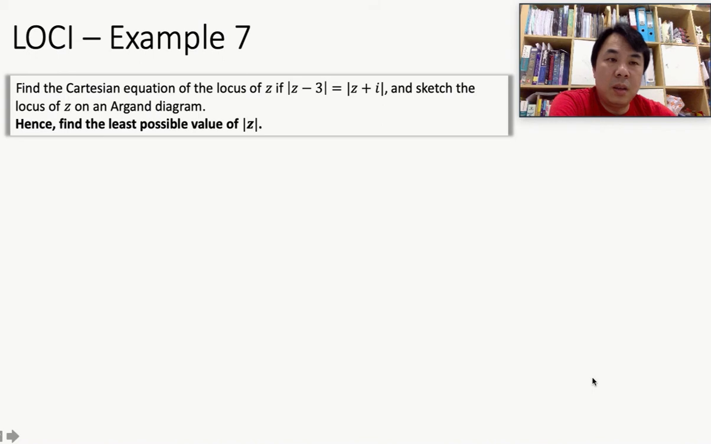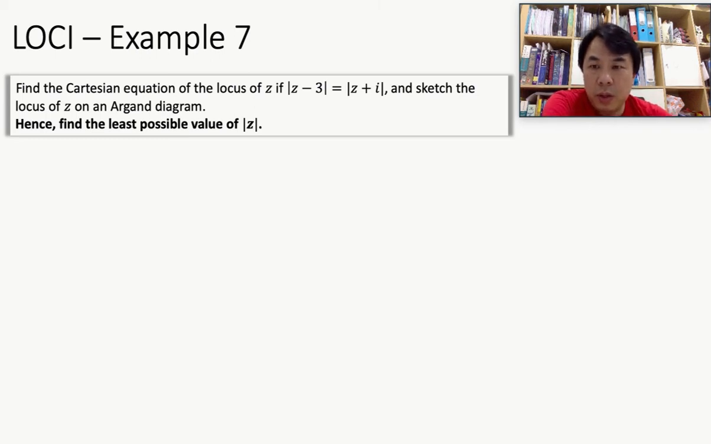Example 7. All right, it's a long example here. Now find the Cartesian equation of the locus of z if it satisfies this complex equation here. And then next, we're going to sketch the locus of z on the Argand diagram. Finally, we need to find the least possible value of z, which is the minimum value of z here. Before we start, we recognize this as a perpendicular bisector between two fixed points.